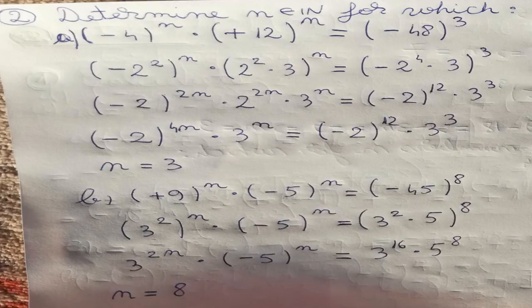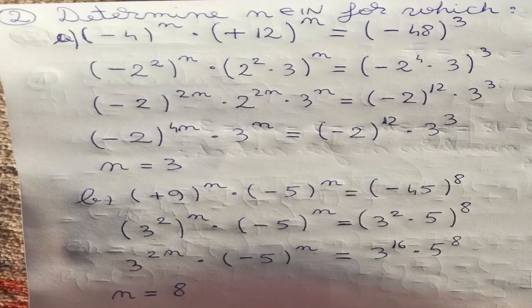So we have (-2^(2n)) times 2^(2n) times 3^n is equal to (-2^12) times 3^3. (-2^(2n)) times 2^(2n) is equal to (-2^(4n)), times 3^n equals (-2^12) times 3^3.